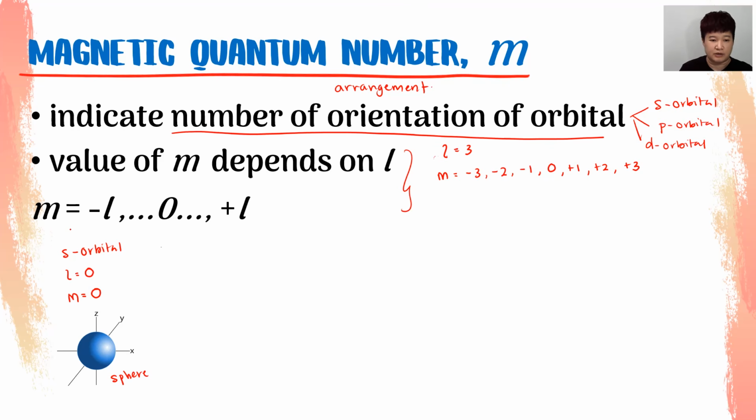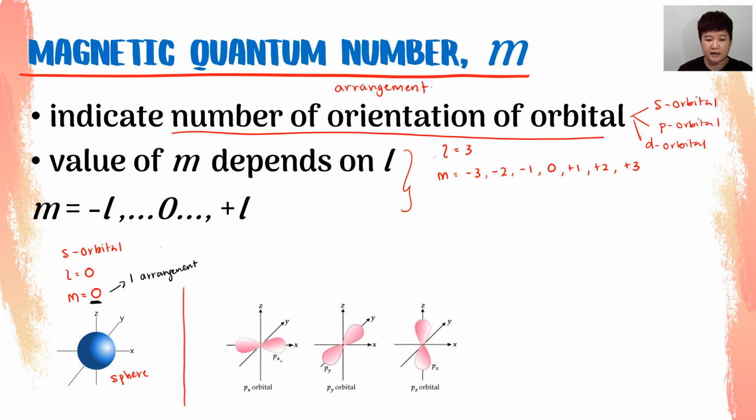Because m equals negative L until 0 until positive L. So L equals 0, m equals 0. There is no negative 0 or positive 0. And if you look at your m right now, it gives you 1 digit. So 1 digit means 1 arrangement. And therefore, your sphere can be only arranged in 1 form.